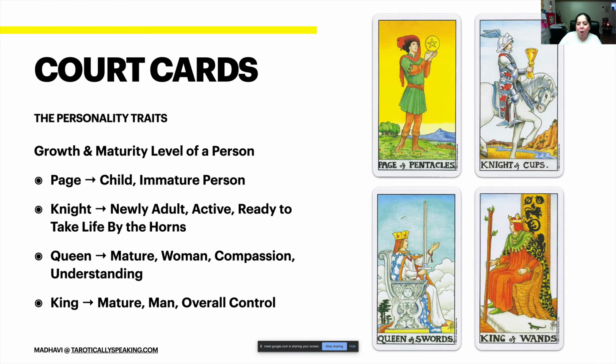All they talk about essentially is the growth and maturity level of a person. So a page is like a child, right? He's approaching everything maybe immaturely or very naively. A knight is a little bit older than that. He is newly adult. He's active. He's ready to take life by the horns. He wants to go out there. And that's why usually you'll see them on that horse. A horse depicts movement, right?